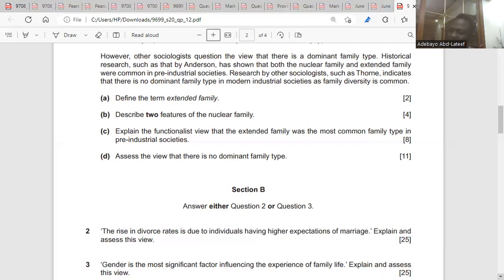So the functionalists argue that the extended family was the most common family in pre-industrial societies based on the following reasons. Number one is agriculture, because in pre-industrial society agriculture was common, especially subsistence farming, because you want to feed.